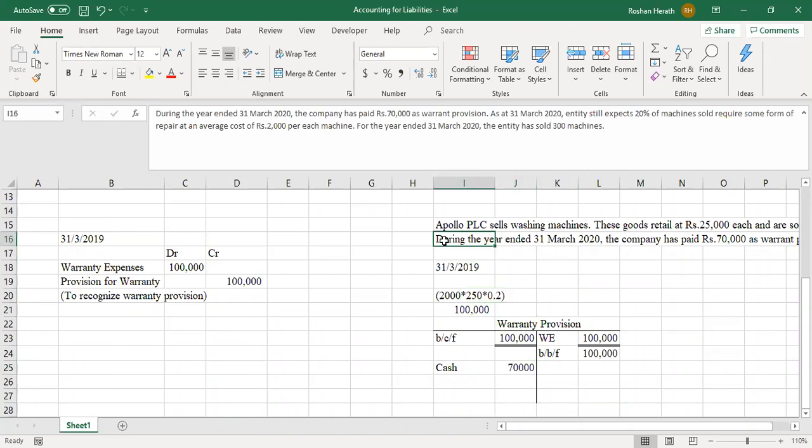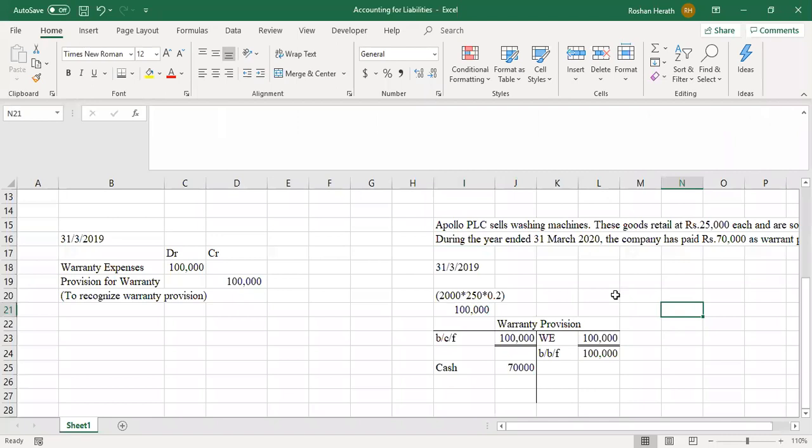Then it says as at 31st March 2020, the entity still expects 20% of the machines sold require some form of repair at an average cost of 2,000 per each machine. For the end at 31st March 2020, the entity has sold 300 machines.